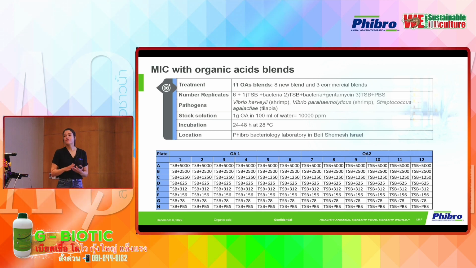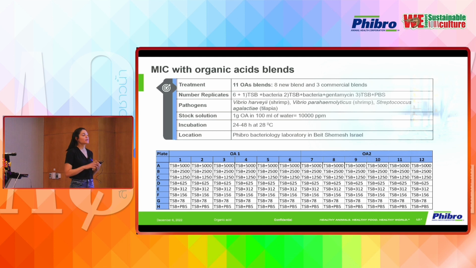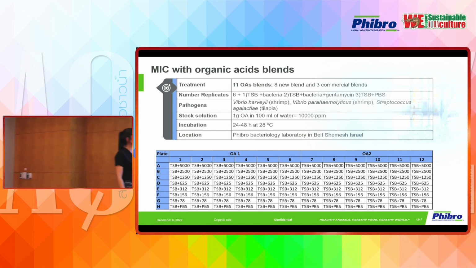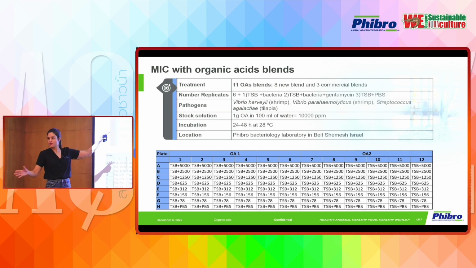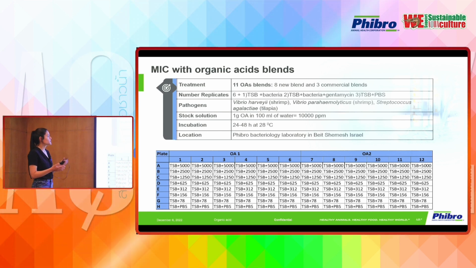So we had 11 different organic acid blends. We had 8 new blends that we formulated, and then we had 3 commercial products that exist in the market. We had 6 replicates for each of these treatments, and then we had 3 more control treatments. We had TSB plus bacteria, and gentamicin to see how it works with the pathogen, and then TSB plus PBS just to make sure that we have no contamination on our plates.